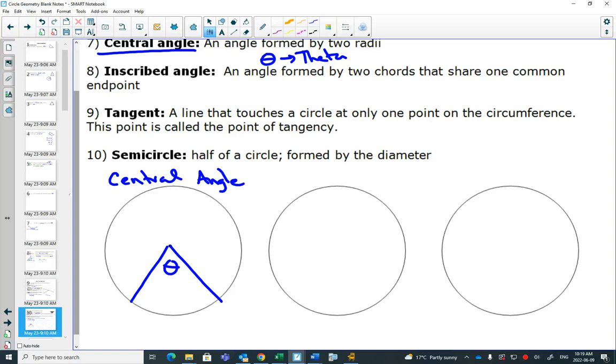Inscribed angle, I'm going to underline in green, is any angle between 2 chords that share the same point. So if 2 chords share the same point, the angle in between those 2 chords is called an inscribed angle. So we're already seeing that this unit's going to have more definitions than other units because we're learning new things already.